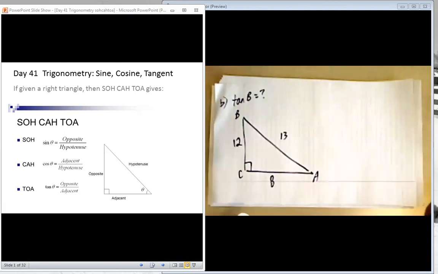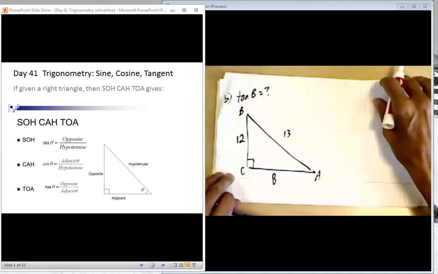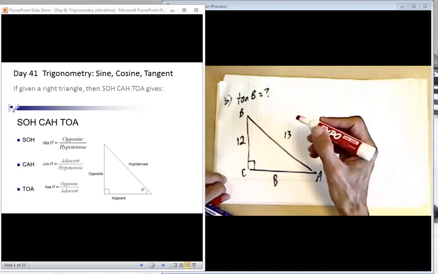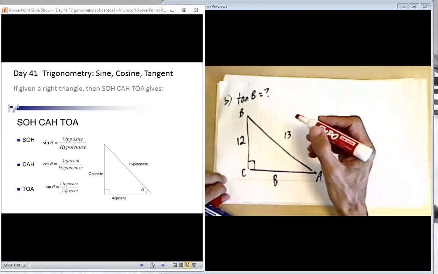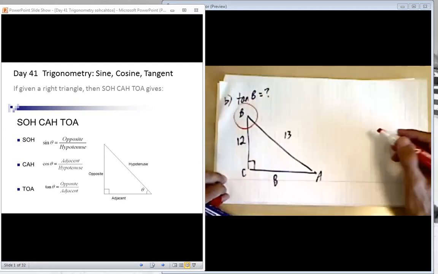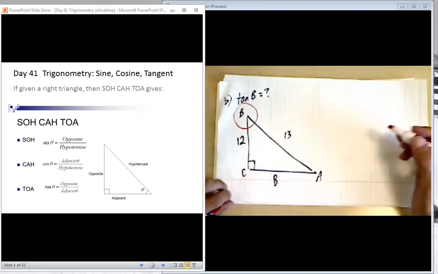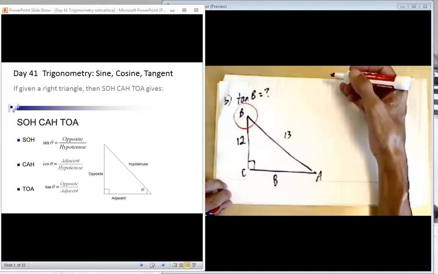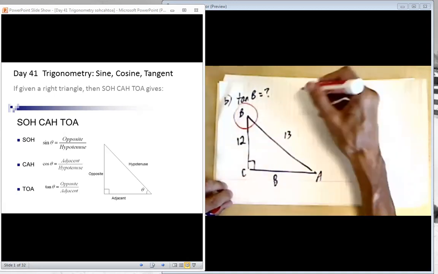Okay, so the first step is what? Yeah, we're looking at angle B. So we're going to circle B there. Now we label the sides. We've got to label the sides first.